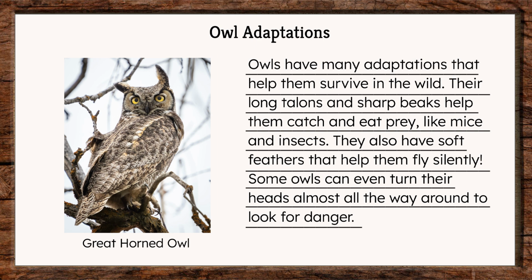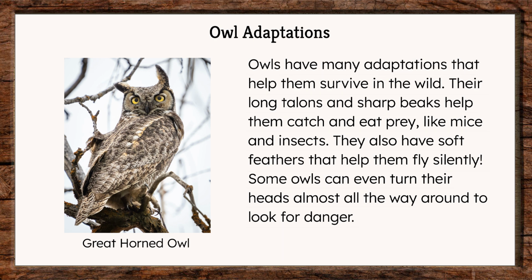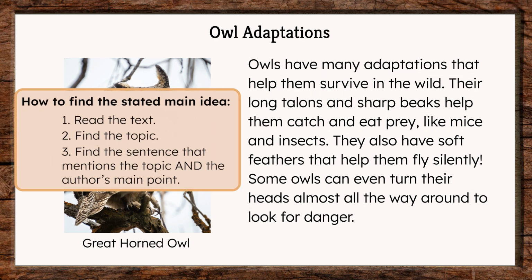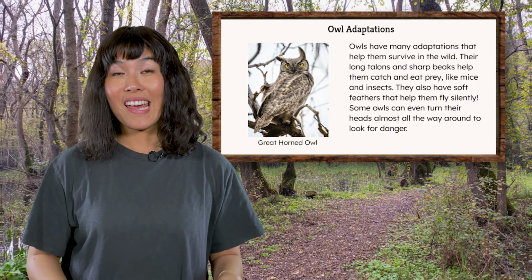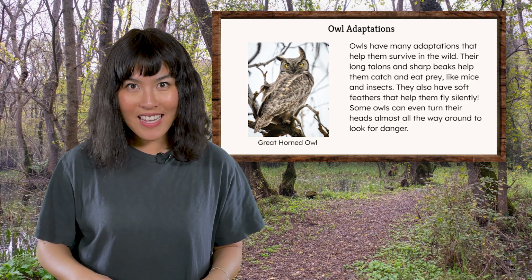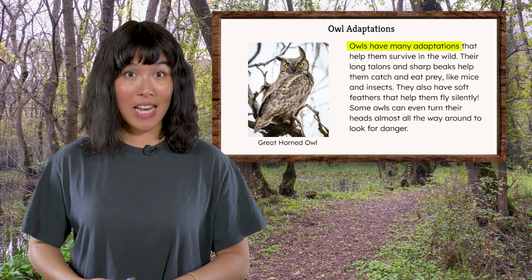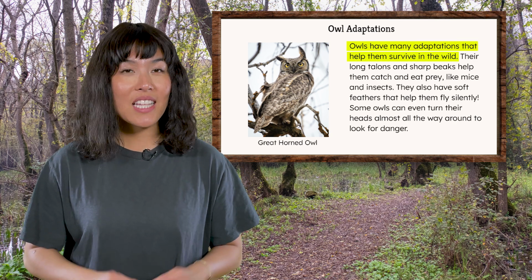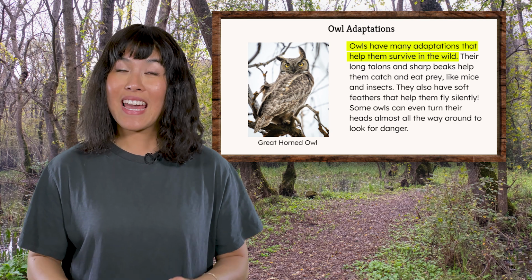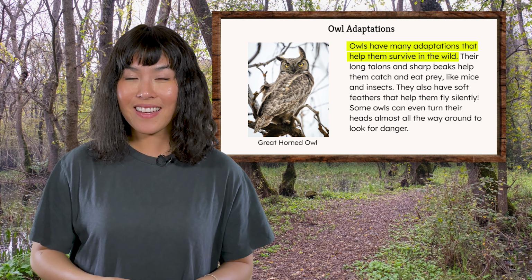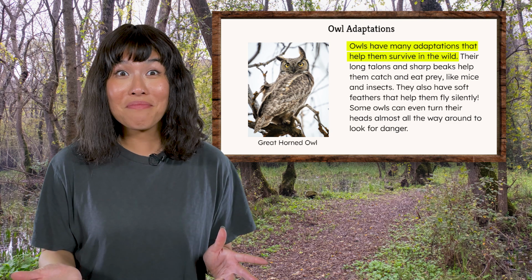Now that we've read the text, it's your turn to find the stated main idea. Here's a reminder of what we've learned to help you find it. Go ahead and pause now while you find the stated main idea. In this text, the stated main idea is the first sentence. Owls have many adaptations that help them survive in the wild. It's the only sentence that has the topic and main point stated, and it makes sense when read by itself.